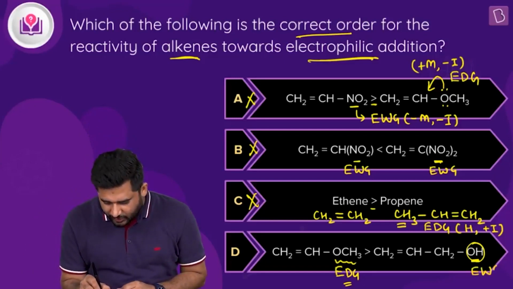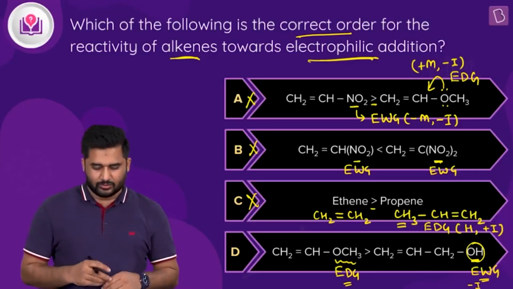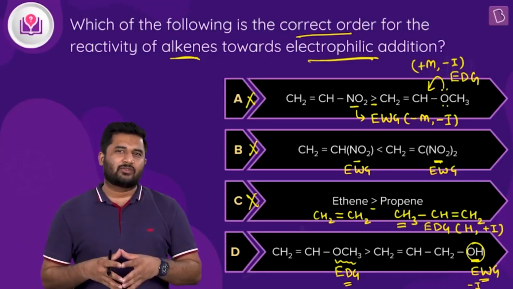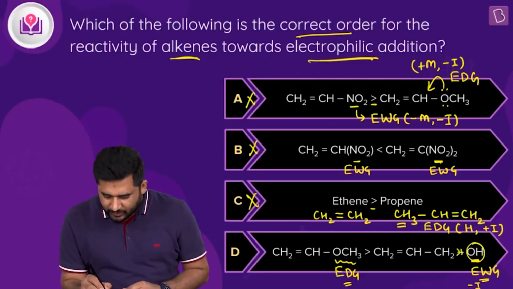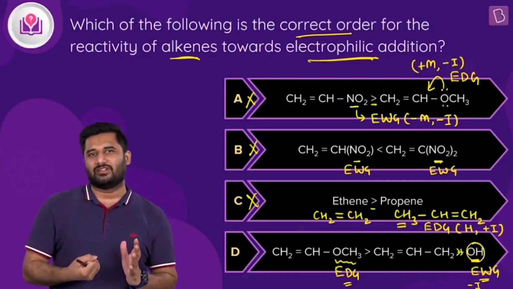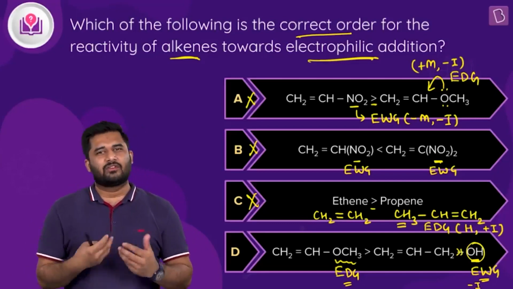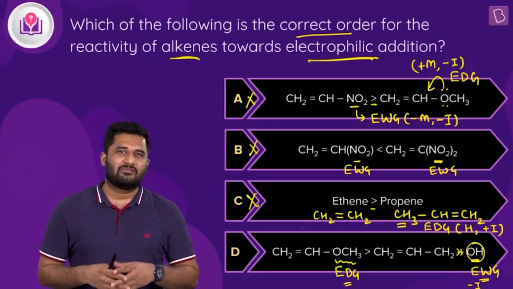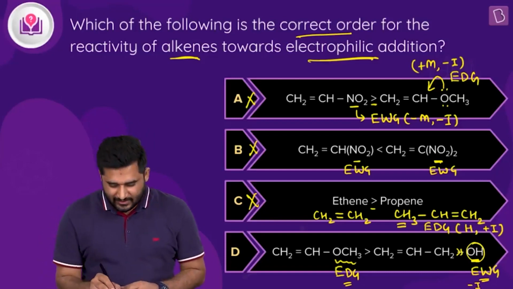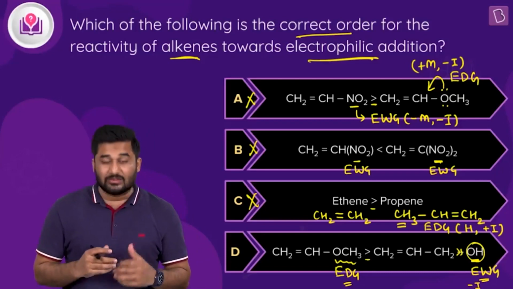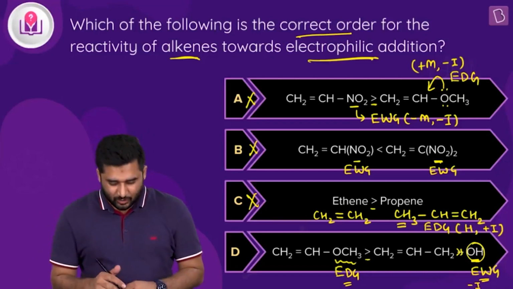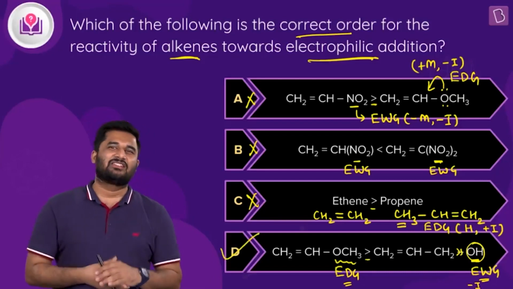an electron withdrawing group due to the minus I effect. Why? Because we know that oxygen is more electronegative than carbon, so it will definitely pull the sigma electron density towards it, and this is called the inductive effect. And since it is withdrawing, the effect is called the minus I effect for the OH group. Clear? And hence this time the symbol is correctly placed. So obviously option D is the right answer to this question.